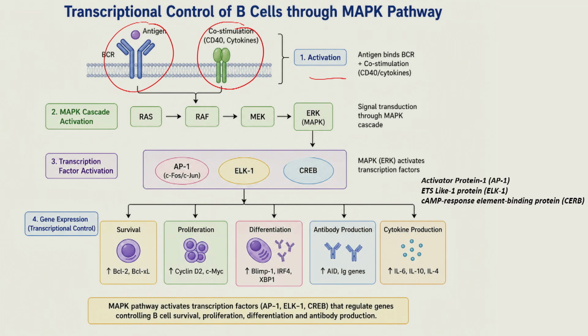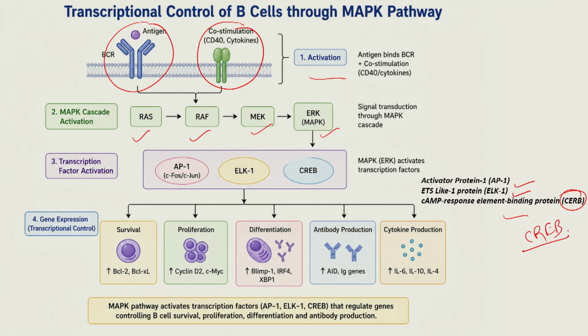And once there is a binding, we can see that the MAP kinase, which is called mitogen-activated protein kinase pathway, can do a phosphorylation event of a series of molecules, RAS, RAF, MEK, and finally ERK, which is actually leading to a MAP signaling cascade. So we can have an activation of transcription factors such as activator protein 1, ETS-like 1 protein, and finally the CREB protein, which is cyclic AMP response element binding protein, which we have seen earlier also. So here just a correction, this is not CERB, but this is CREB.